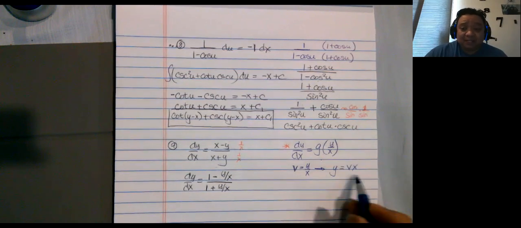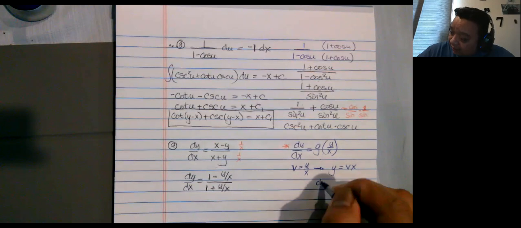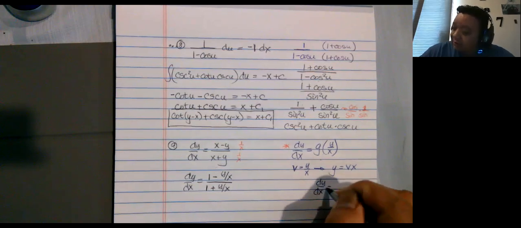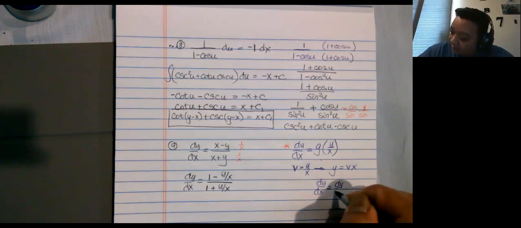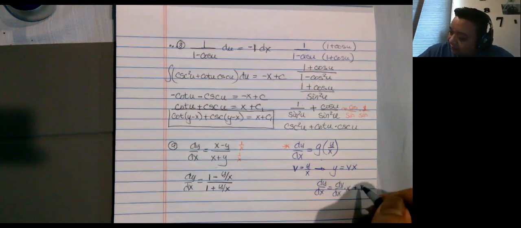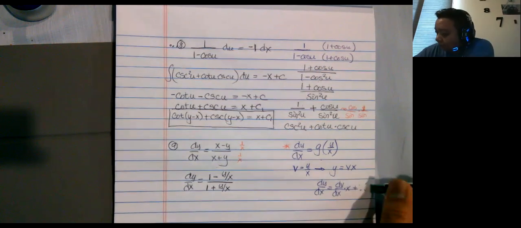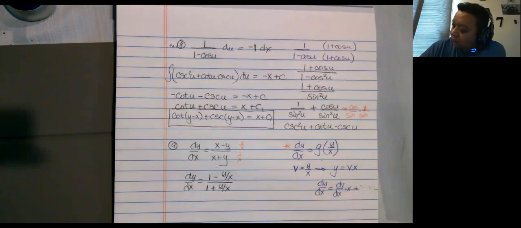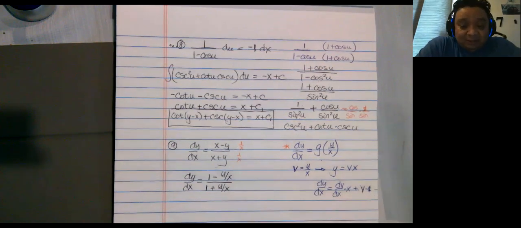So that means y is v times x. And then do implicit differentiation on this one, which we've been doing anyway. So when I do, I get dy dx equal to, and this is a product rule, so derivative of v, which is dv dx times x, plus v, and derivative of x is 1. Questions? Any questions on it?